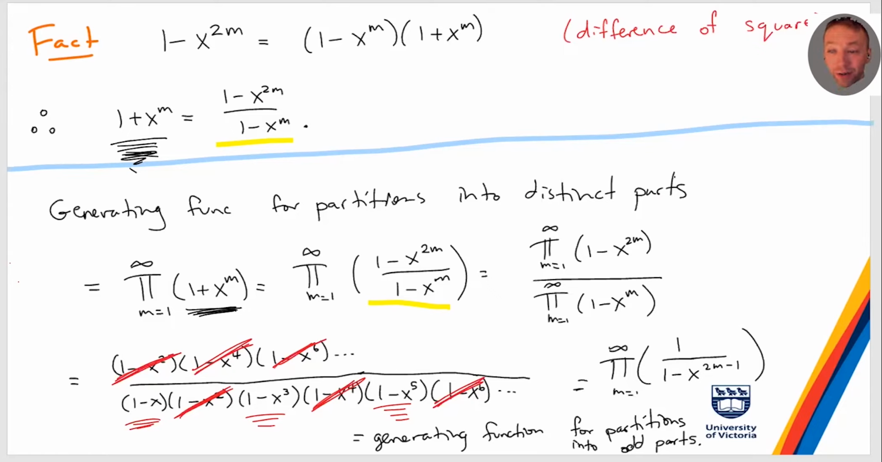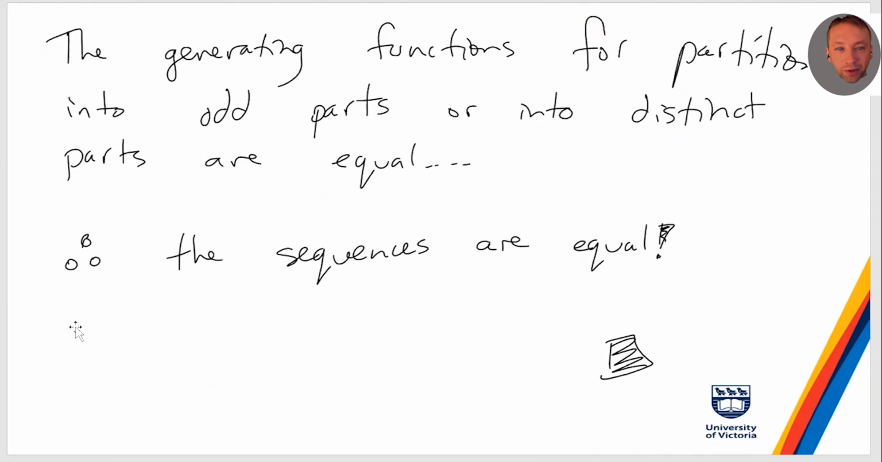But now we're happy, because this is exactly what we figured out was the generating function for partitions into odd parts. So what we've proven is that the generating function for partitions into odd parts is equal to the generating function for partitions into distinct parts. So the generating functions are the same, therefore the sequences must be the same, which means that for every n, the number of partitions into odd parts is the same as the number of partitions into distinct parts, which is, I think, kind of magical.